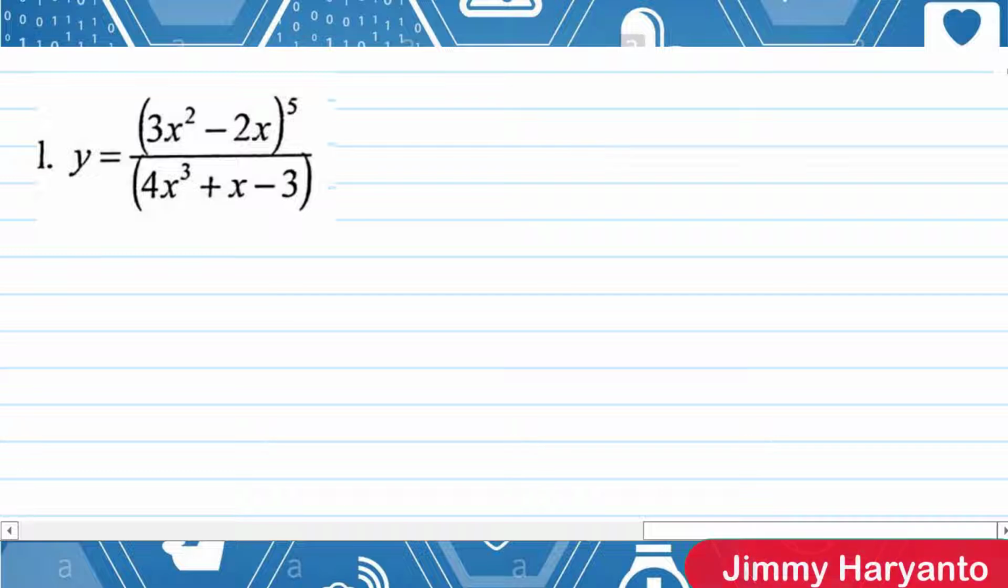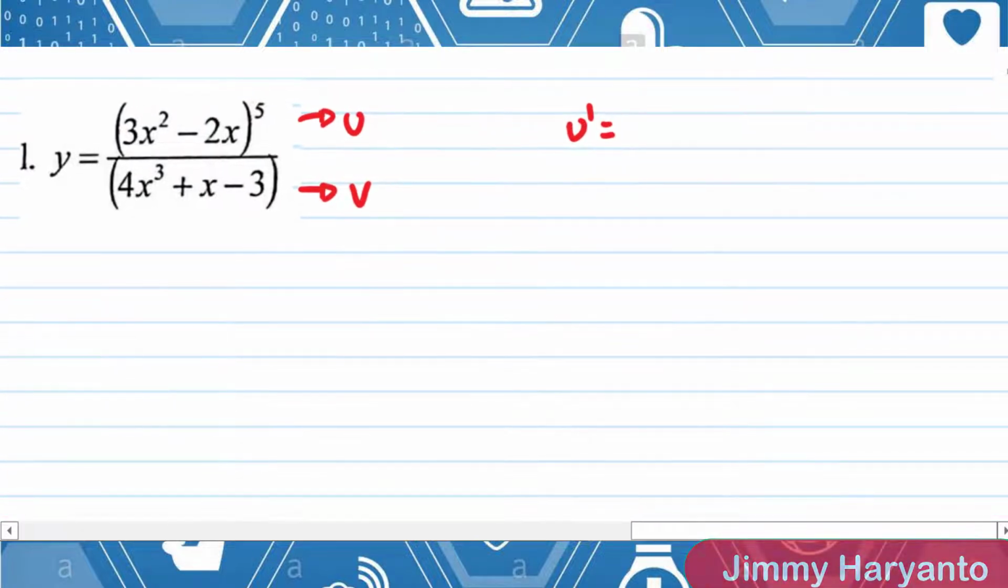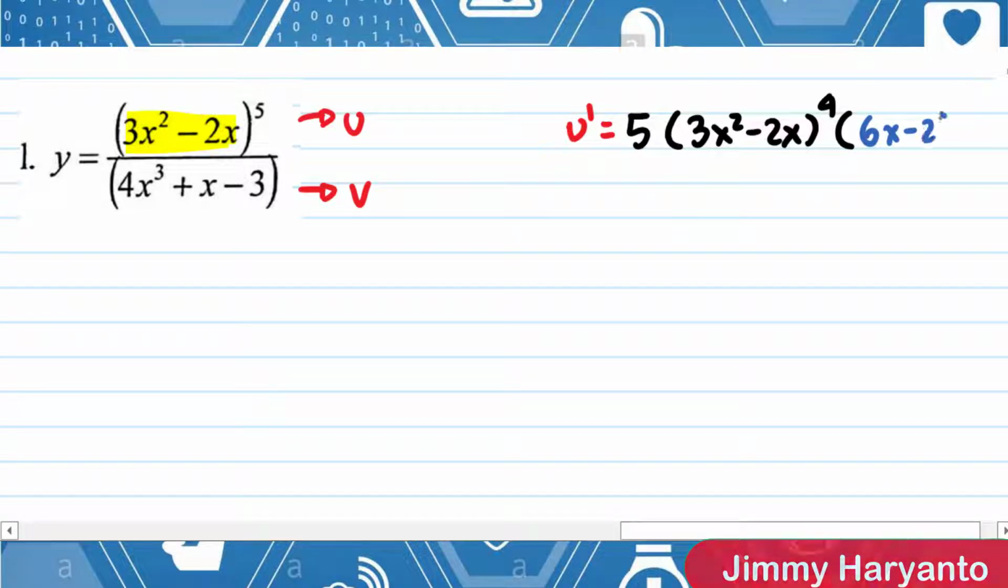For 1L it's the same, we have u over v, so we have to prepare the u accent first. For the u accent it will be a little bit difficult because we have the inner function ya, so we have to use the chain rule. 5 to the front and then 5 minus 1 becomes 4, and then times the differentiation of the inner function. The inner function is 6x minus 2. Okay, and then v accent ya after the u accent. Oh wait, we can simplify the u accent by multiplying this.